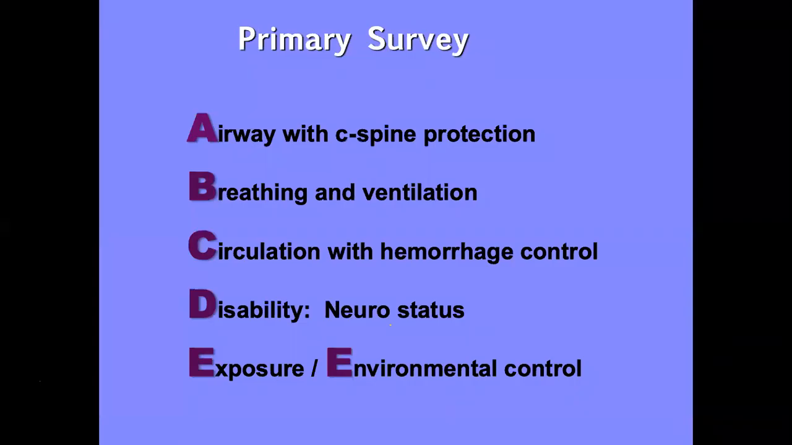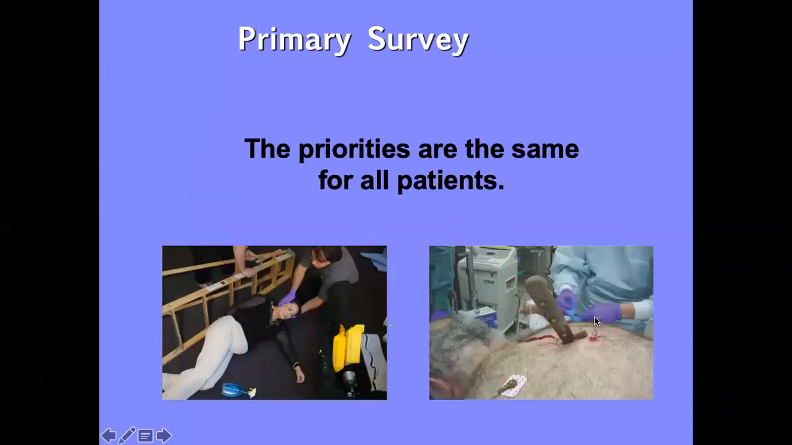So the primary survey always includes A, B, C, D, E, which you have already heard about multiple times. A means airway control with cervical spine protection, B is breathing and ventilation, C is circulation with hemorrhage control, D is neurological disability. This is an assessment of neurological disability to find out whether the patient may have some neurological problem. And then E is to expose the patient under a controlled environment so that you can see other injuries, evaluate the patient, and screen the patient for bony fractures.